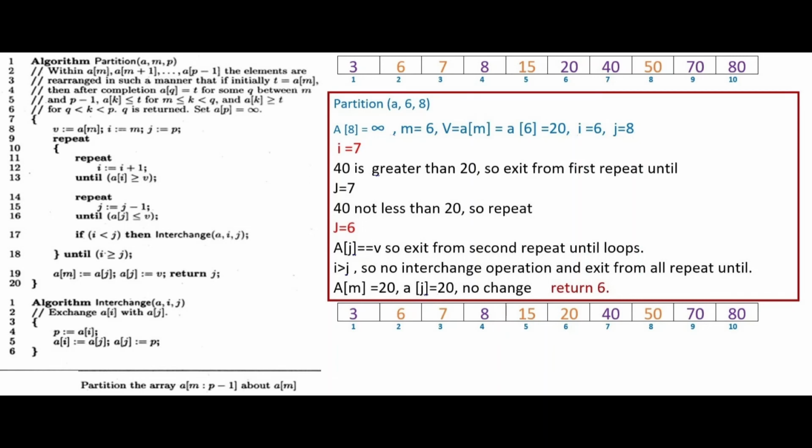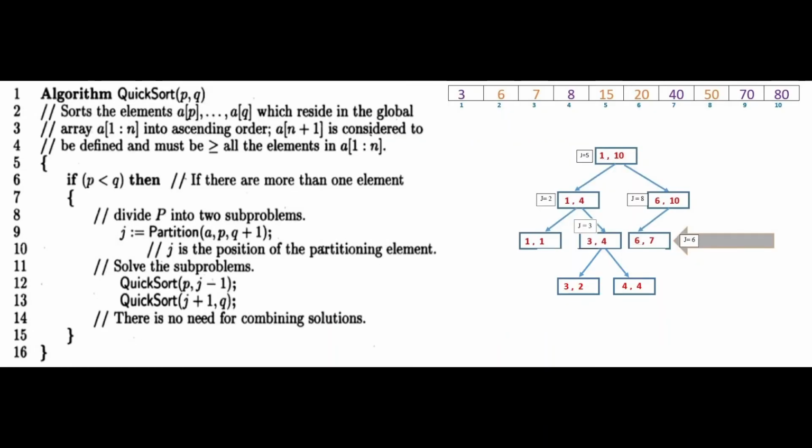Now a of m is equal to 20, that is a of 6 equal to 20, and a of j equal to 20. That is, no change is performed. And return j to the main function. The value returned from the partition function is 6, and 6 is assigned to variable j in the quicksort algorithm, j is equal to 6. Then next execute the first recursive call of that function.